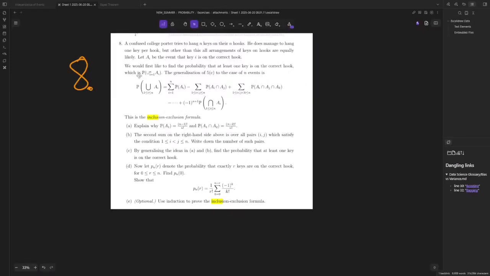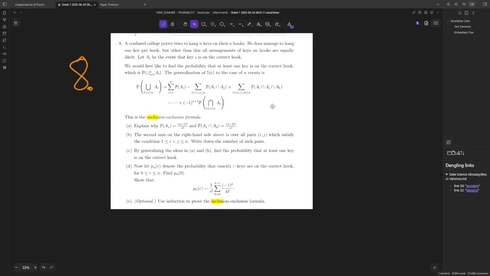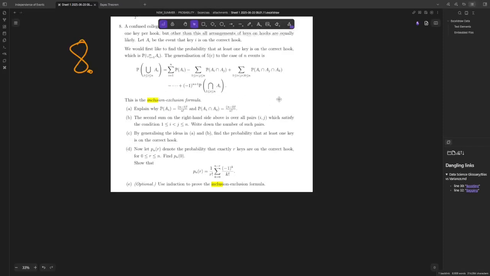Okay, hello everyone. Today we're doing this problem about probability and the inclusion-exclusion formula. I stumbled upon this problem while reading the statistics and probability problems of the Oxford Notes preliminaries, which I find really interesting. And today we're going to try this.